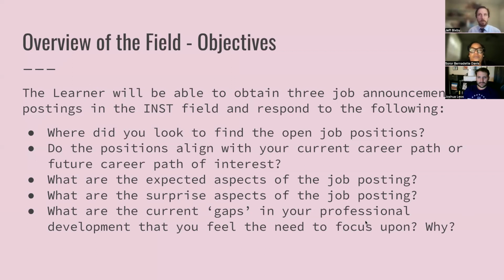And so we have some objectives. What we're going to do is each present, I think, three different positions that we found, right? And talk about where did we find these positions? Do these positions align with our current career path? What are the expected aspects of the job posting? Anything that was a surprise? And then ultimately, if there is a position that is asking for something that you might not be ready for yet, what sort of gaps might there be, and how would you maybe close those? And that's the plan. So we're going to just take turns.